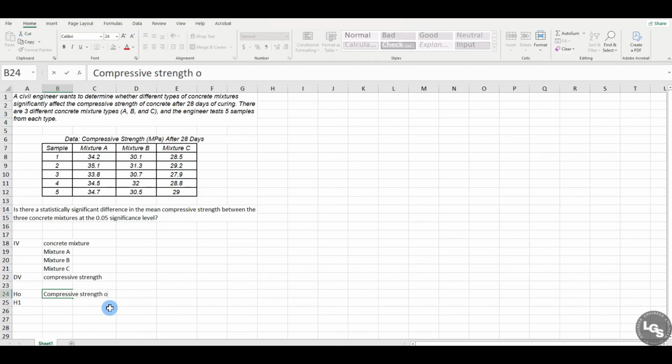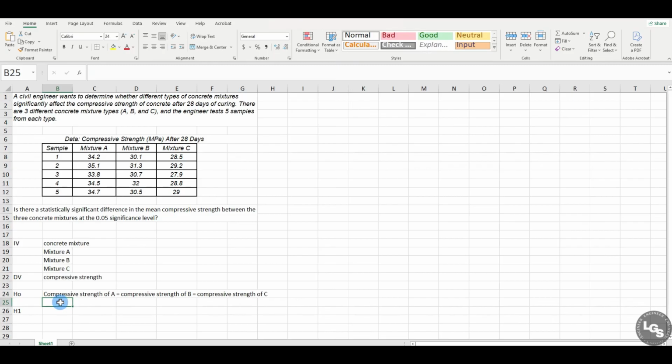So we can write the null hypothesis as the compressive strength of A, which is the mixture A, is equal to the compressive strength of B and also equal to the compressive strength of C. Or mean of A is equal to the mean of B and also equal to the mean of C. So take note, the null hypothesis for one-way ANOVA states that the mean compressive strengths for all the 3 concrete mixtures are equal. So they are all the same. So that is the null hypothesis.